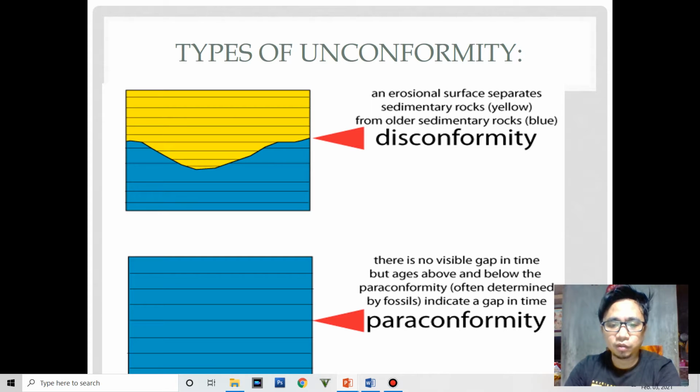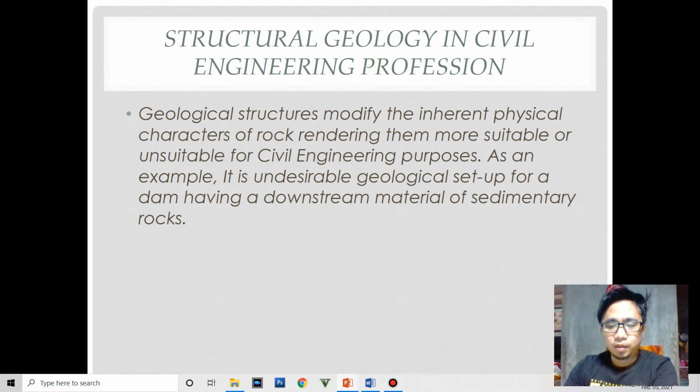That is the disconformity. When we have a paraconformity, there is no visible gap in time, but the ages above and below the paraconformity are often determined by fossils. The fossil remains will dictate the gap in time, because we cannot actually recognize the time gap between and among layers of paraconformity. As we can see here, we almost cannot recognize the loose particles because they are of almost uniform compaction as well as placement. So that ends the structural geology.